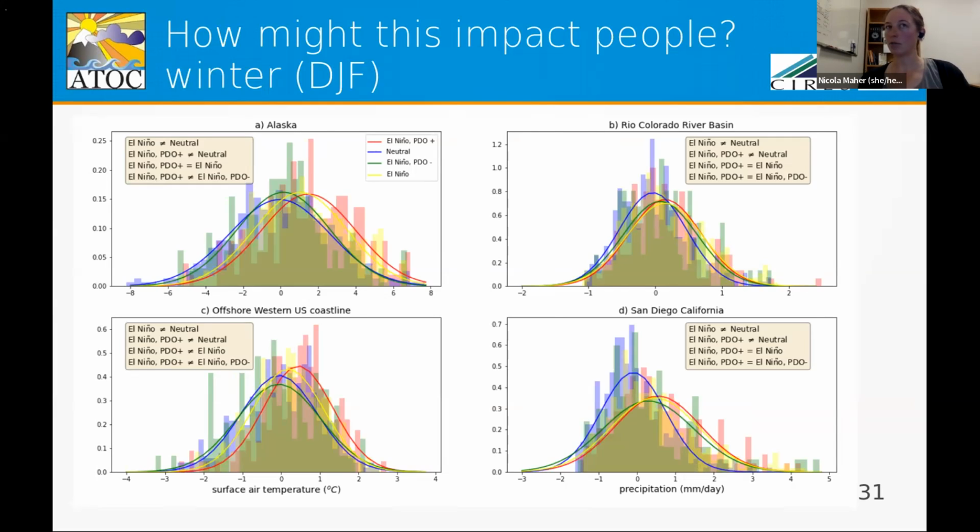But in this case, we don't find significant differences between different phases of the PDO, meaning that in the winter season, the PDO isn't really having a large impact on El Niños in these regions.